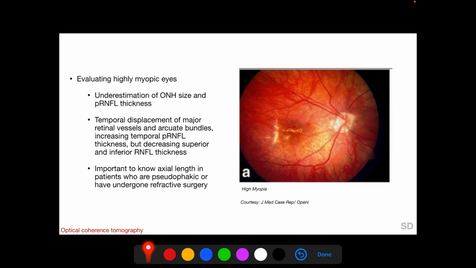In a normal fundus, we expect the RNFL thickness to be higher in these two sectors compared to this, but it may be altered in a highly myopic eye, and this may appear thicker compared to normal, and these may appear thinner compared to normal. Thus, when a patient has already undergone a cataract surgery or a refractive surgery, we must know the axial length to properly assess the p-RNFL thickness.